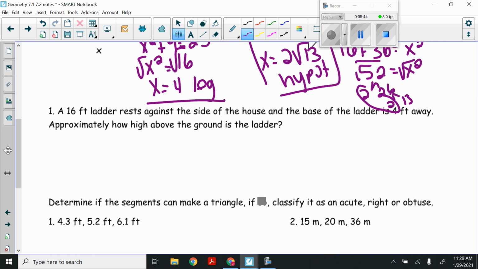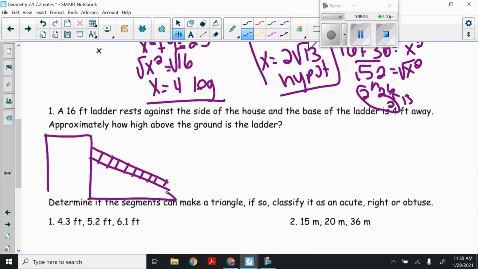This tells us that we have a 16-foot ladder resting against the side of the house. So let's go ahead and draw a picture of that. Here's my house. Here's my ladder. They told me that the ladder was 16 feet tall, so this is 16. It is 4 feet away. The base of the ladder is 4 feet away from the house, so from here to here is 4. We've made a right angle. Approximately how high above the ground is the ladder? It wants to know this side right here, which happens to be a leg.